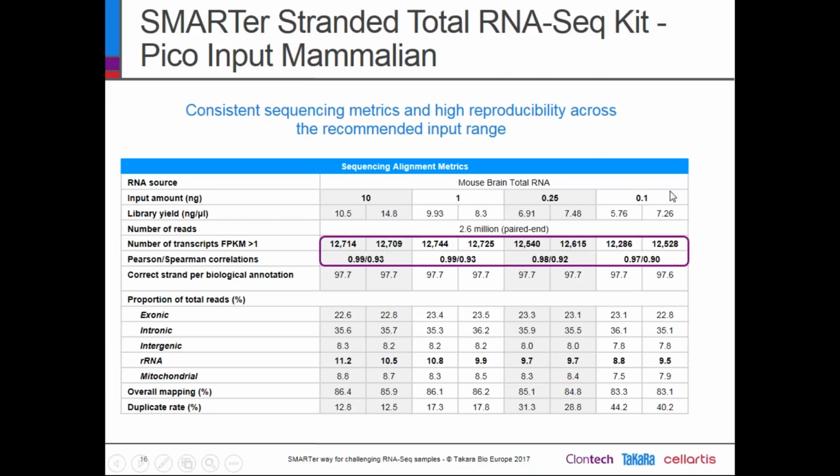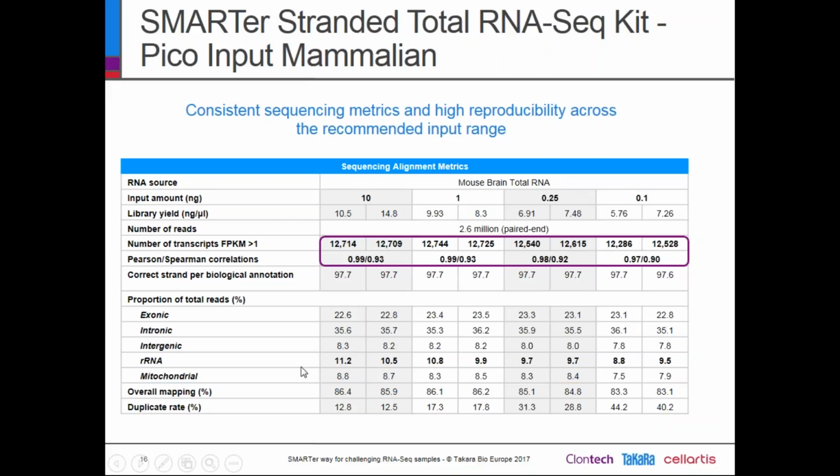Of course, when you are working with such low input amounts, the metrics start to be less good, so you will have a high duplicate rate. That's why, I mean, it's the choice of the customer, but we recommend staying with at least 250 picogram to have the best results.